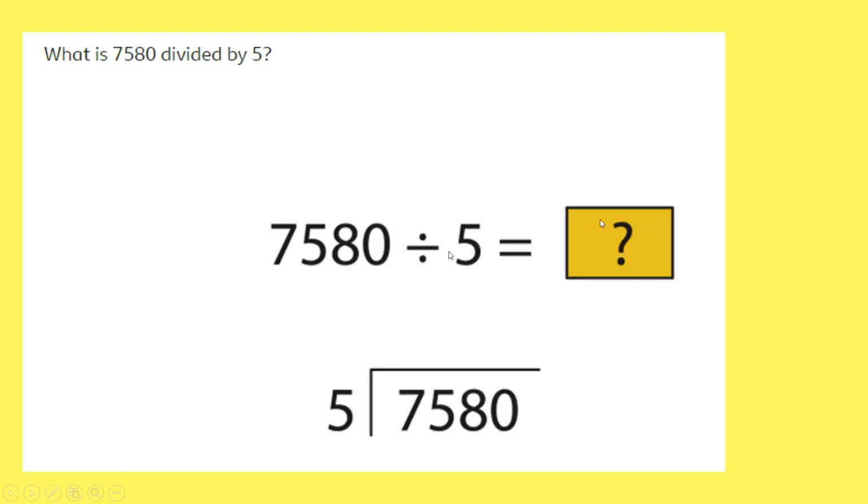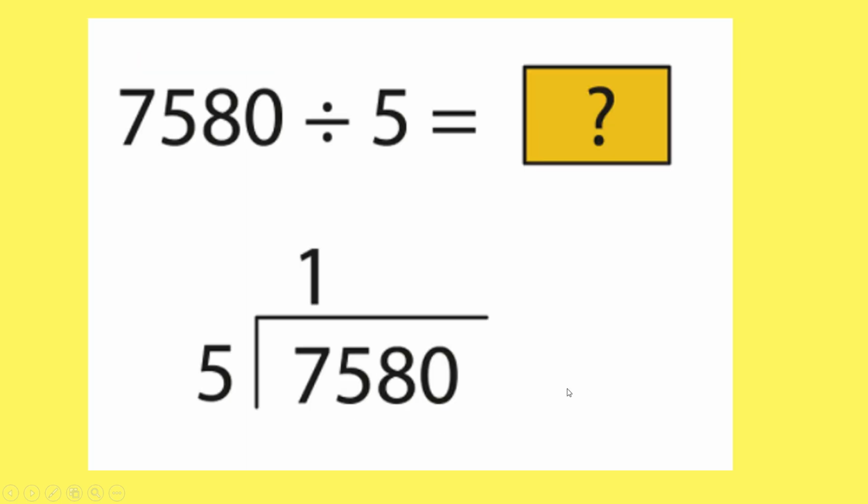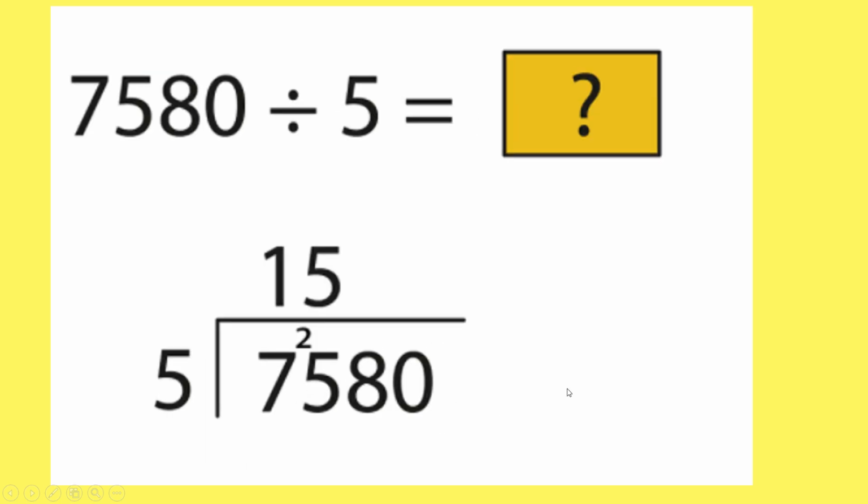Here we have a larger number, and again we've still got our bus stop method. We are going to divide this time by 5. So we put the digit we're dividing by on the outside of the bus stop, and then we're going to see how many times we can fit the 5 into each of these digits. So 5 fits into 7, one time with a remainder of 2. Carry that across, and we now get 25.